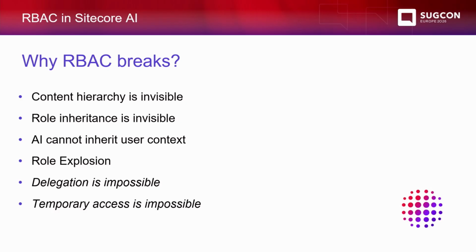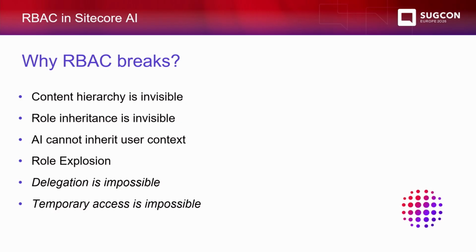The next one is that AI cannot inherit user context. So AI does not understand who asked this question. And every single user will get the same results, because out of the box, AI does not know the difference between users.